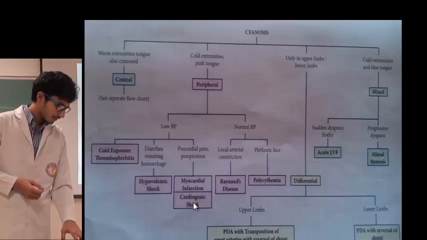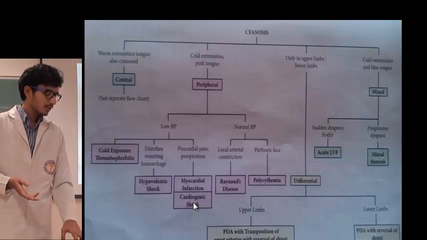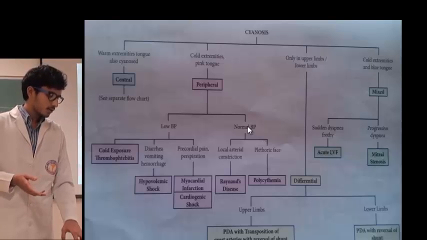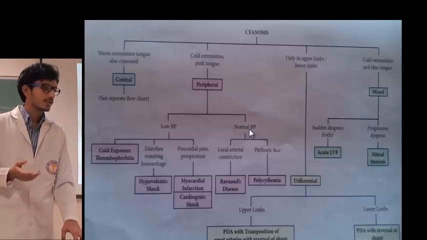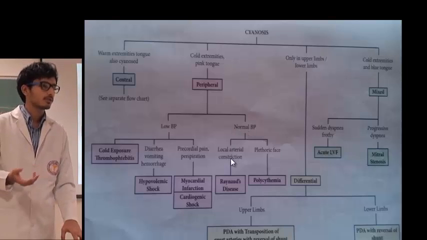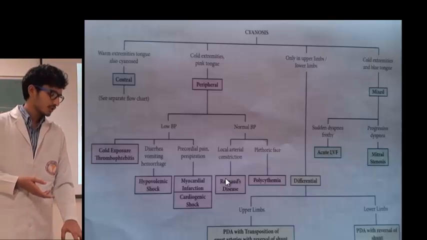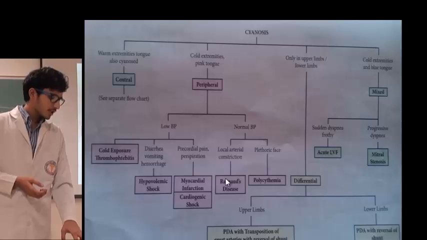movement of the blood. Similarly, the patient can present with peripheral cyanosis with normal blood pressure, which would be due to local arterial constriction as seen in Raynaud's disease, a type of cold-induced vasospasm, in which the flow of blood becomes sluggish, leading to peripheral cyanosis in the extremities. Similarly, a plethoric face with normal BP is seen in polycythemia vera.